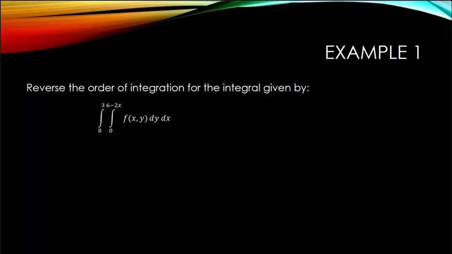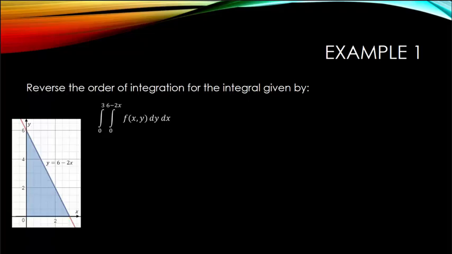I want to reverse the order of integration for the integral that's given by the integral from 0 to 3 of the integral from 0 to 6 minus 2x of f of xy dy dx. So I'm going to plot the boundary of my cross-sectional region. I'm bounded by the x-axis on the bottom, the y-axis on the left, and the line y is equal to 6 minus 2x on the right. My outer integral takes me from 0 to 3 in x, and my inner integral takes me from 0 to 6 minus 2x in y.